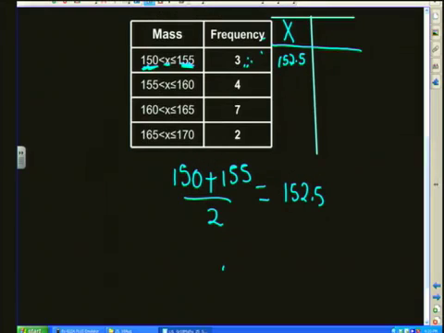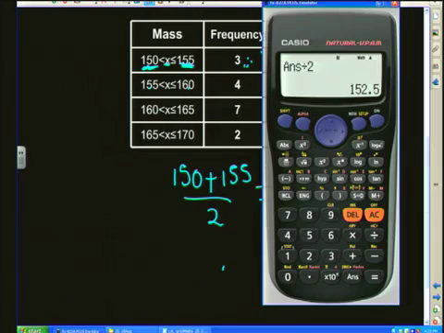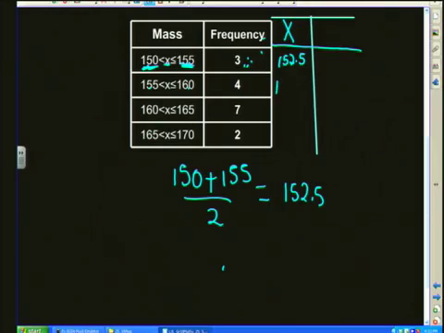152.5. Okay, for the next one, I'm going to take 155 plus 160 and then divide that by 2. We'll just put our answers straight into our column there under midpoint. So it's 155 plus 160 divided by 2. And we get 157.5.